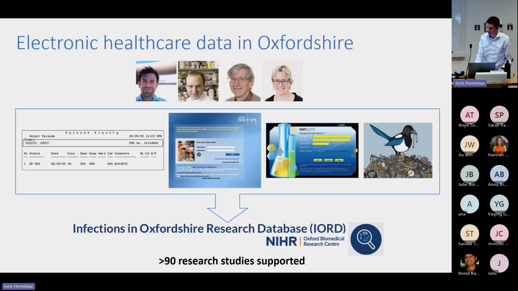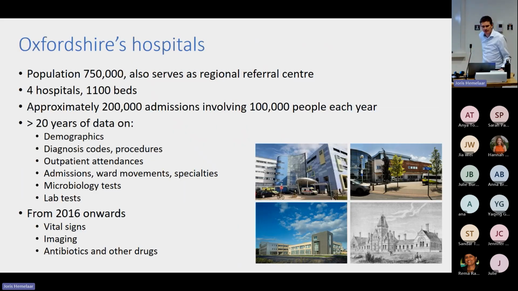And this has successfully supported over 90 research studies to date, including publications in high impact journals like the New England Journal of Medicine, the Lancet, and so on. So it's really been a very successful exercise. What's in it? So we have about 750,000 people who live in Oxfordshire, and we also serve the surrounding areas. So that's about 1% of the UK population.